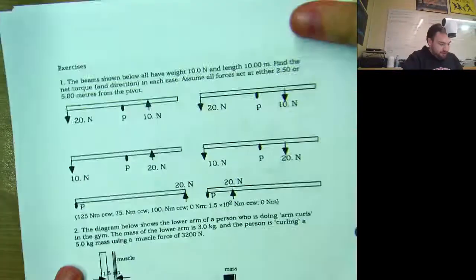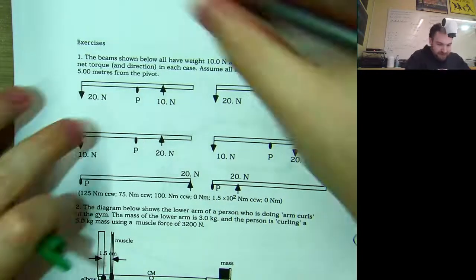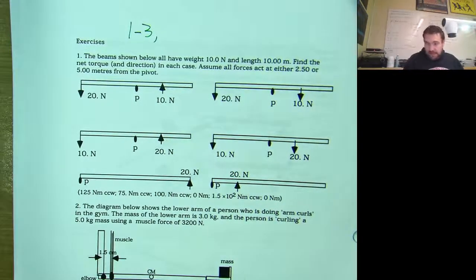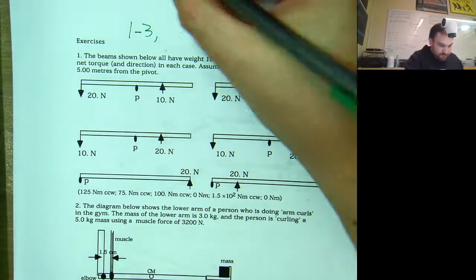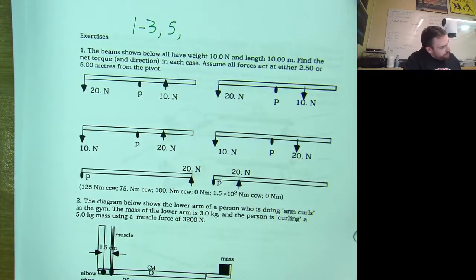So flip the page. The homework that I'm assigning for this chunk is the following. I want you guys to do questions 1 to 3 here. So 1, 2, and 3, do those all. And I want you to do 5. And I want you to do 7. Yes, 7 is the only other one.